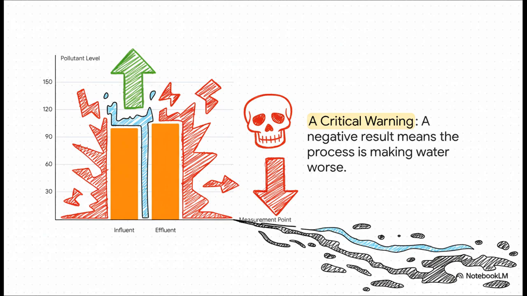That is a massive, flashing red light. It means more pollution is going out than came in. The process isn't just failing, it is actively making the water worse. It's a critical warning that something has gone deeply, deeply wrong.